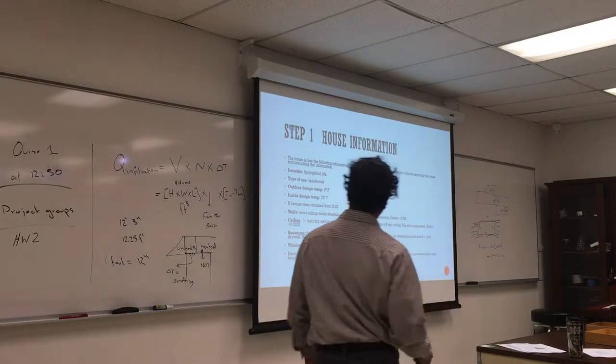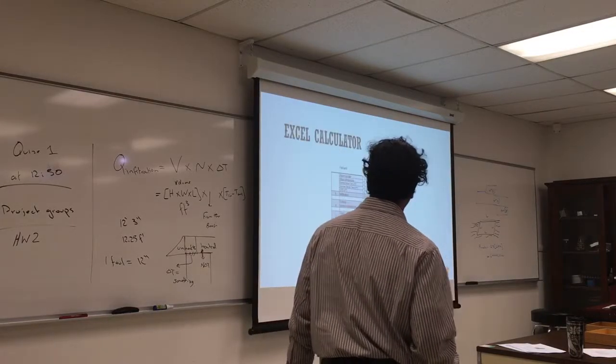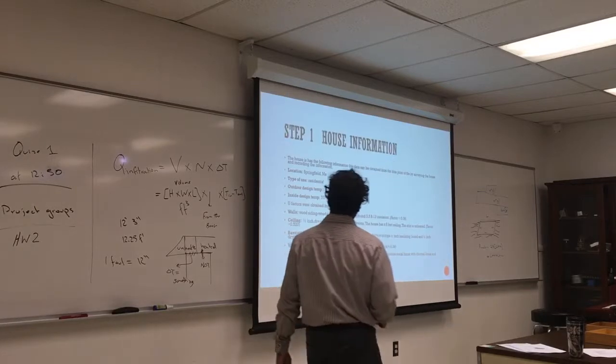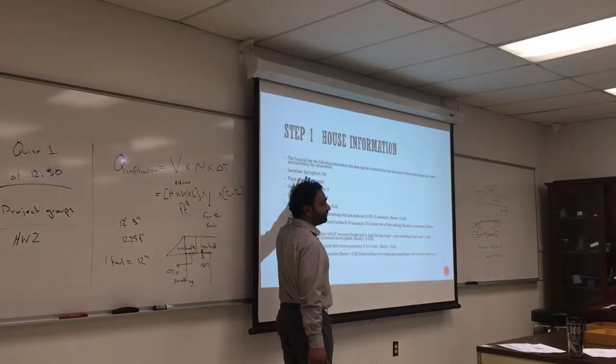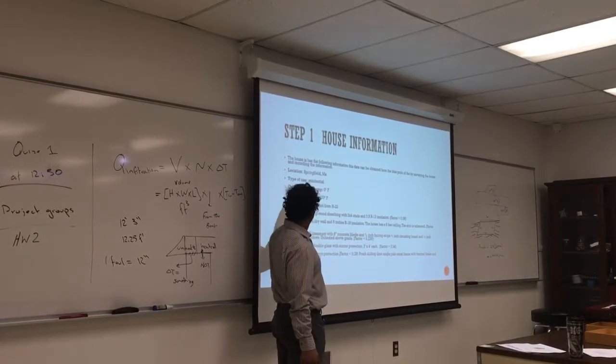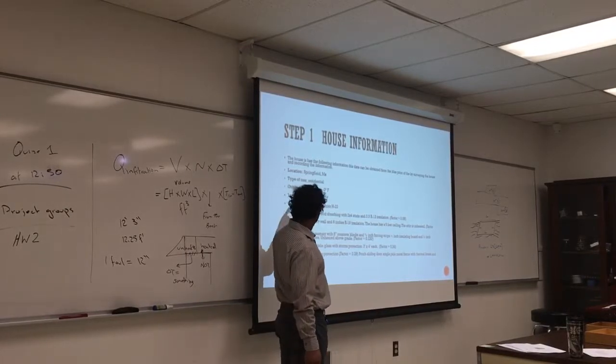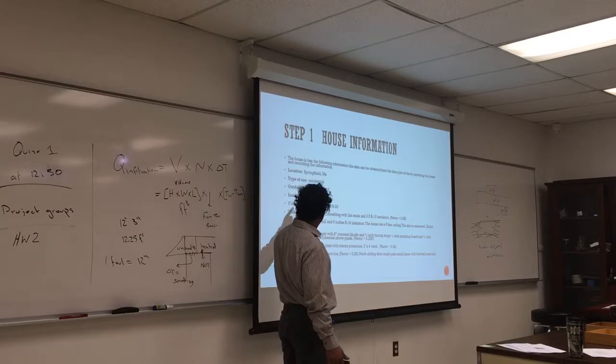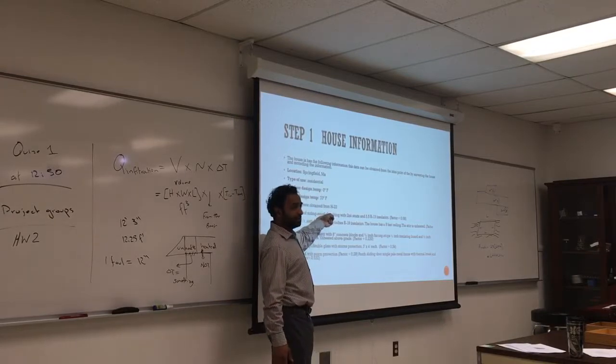So this is just the blank sheet. Okay. This is the house. First of all, we get the information. Springfield, Mass. Residential. Outdoor design is 0. Inside is 70. New factors. We get them from the book.